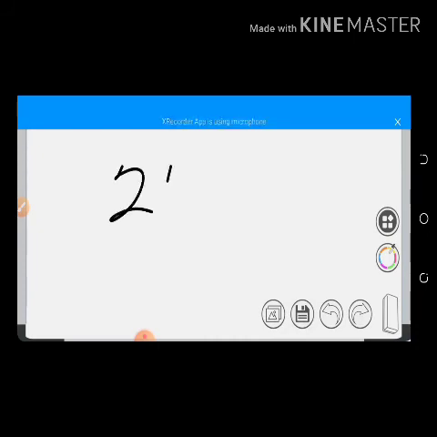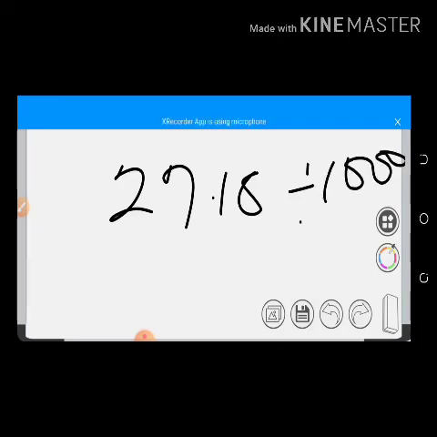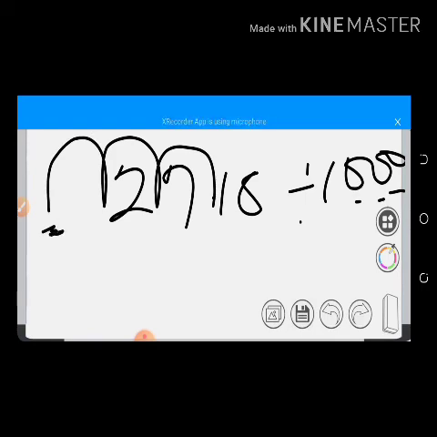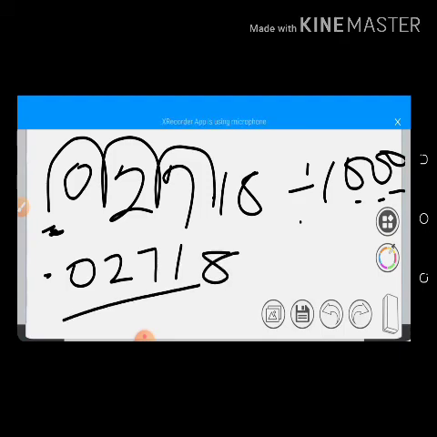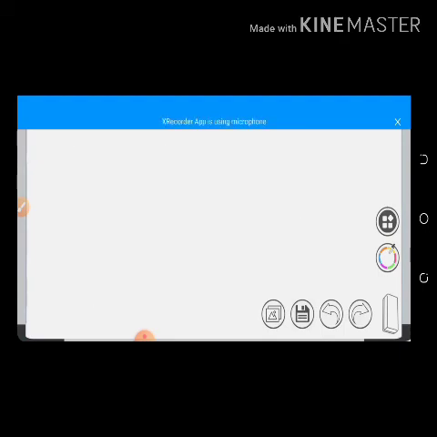Let me do the last example. Let's say 27.18 divided by 1000. 1000 has how many zeros? 1, 2, 3. I will move my decimal how many times? 1, 2, 3. And don't forget to put your decimal here. Then you put your imaginary 0 here. Your answer will be 0.02718. So I hope you understand. If you don't understand, you look at the video again.